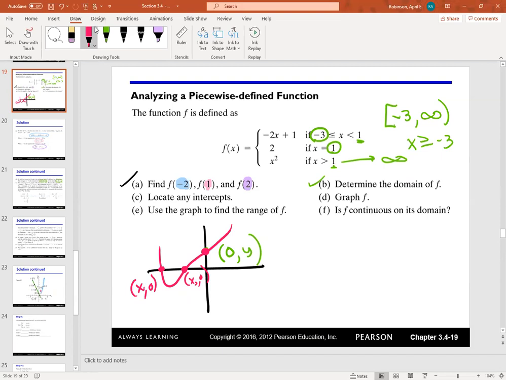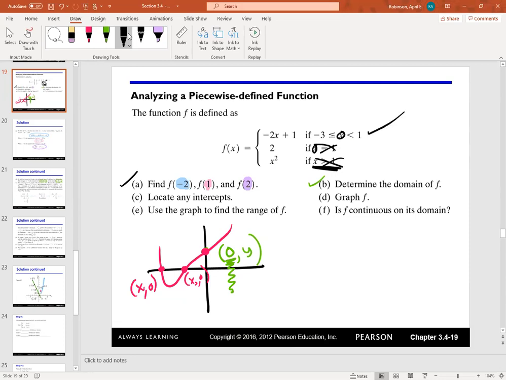Now, you have to look again. If you're looking for the y-intercept, that's where x is 0. So I'm going to come back up here to where it talks about the x's and figure out where 0 would be located. Would it be this one? Is 0 greater than 1? No. Is 0 equal to 1? No. Is 0 between -3 and 1? Yes. So I have to use this function. When x is 0, the y coordinate will be -2 times 0 plus 1, which is 0 plus 1, which is 1. So that's my y-intercept.